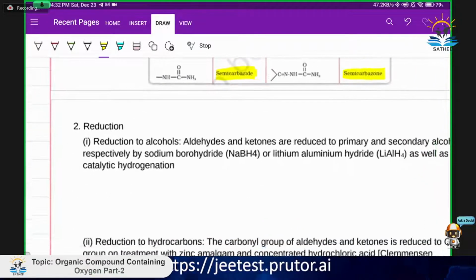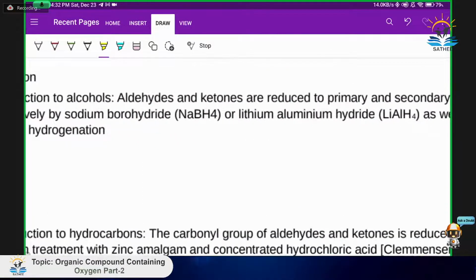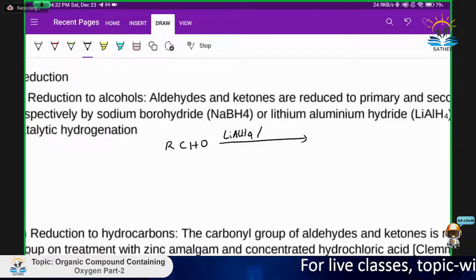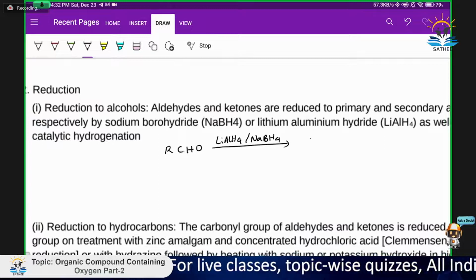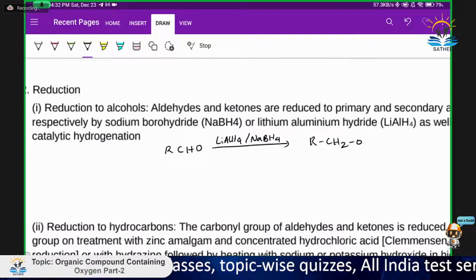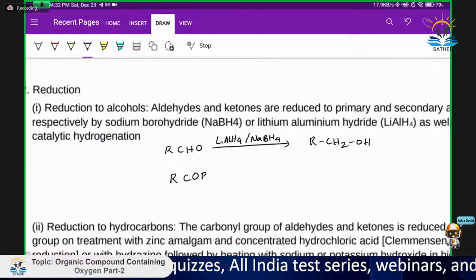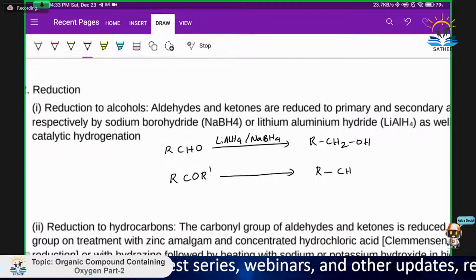Second reaction is reduction. Reduction to alcohols. Aldehydes and ketones are reduced to primary and secondary alcohols respectively by sodium borohydride or lithium aluminum hydride or by catalytic hydrogenation. So when we reduce an aldehyde by any of these methods, we get the corresponding primary alcohol. Or if we reduce a ketone, we get the secondary alcohol as the product.